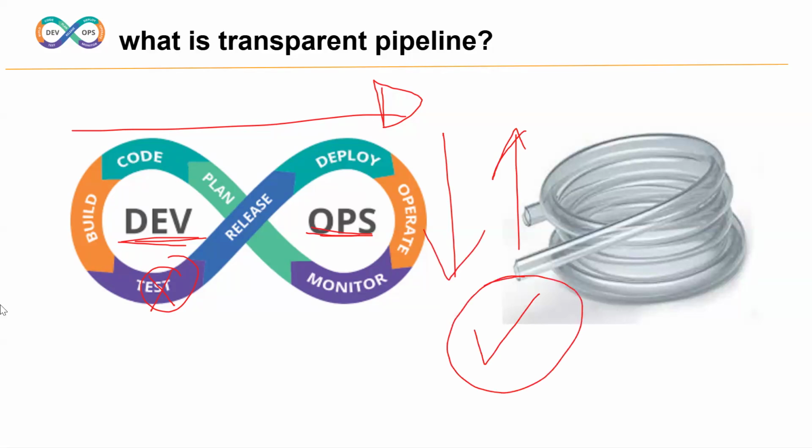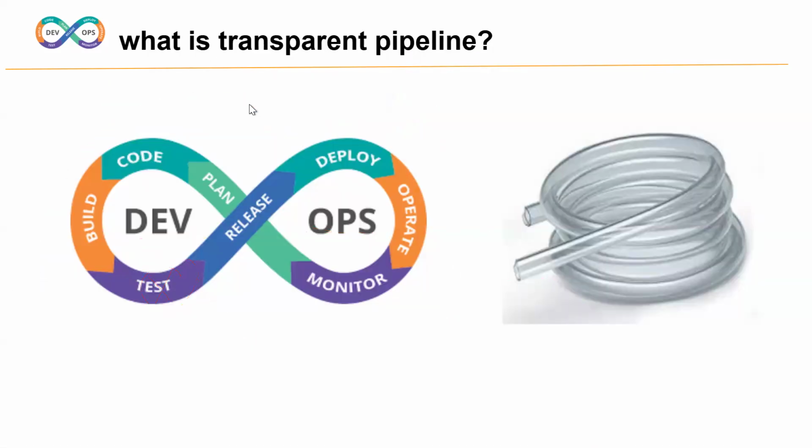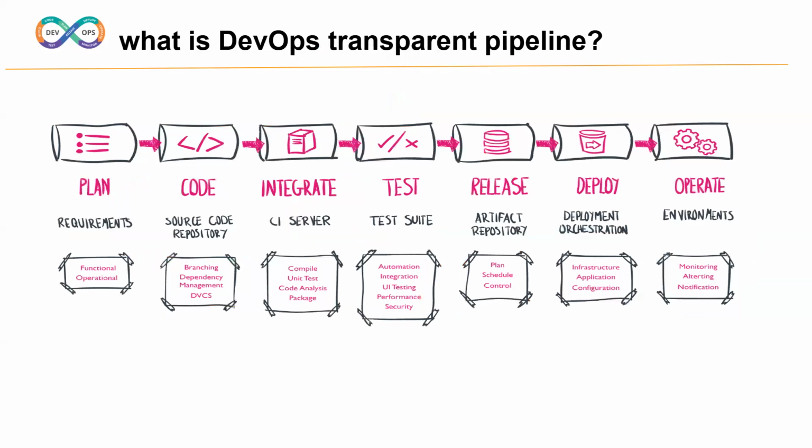That is the reason we are replacing the complex pipeline with what? The transparent pipeline. The actual DevOps transparent pipeline looks like this. In this DevOps transparent pipeline, we have plan, coding, integration, testing, release, deploy, operations.